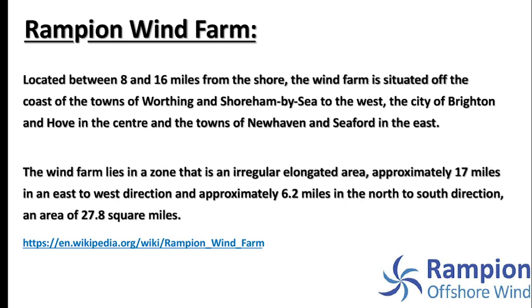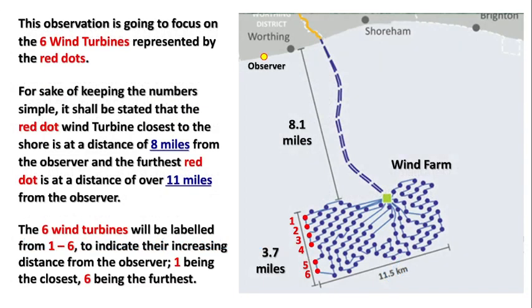The wind farm lies in a zone that is an irregular, elongated area, approximately 17 miles in an east to west direction and approximately 6.2 miles in the north to south direction, an area of 27.8 square miles. This observation is going to focus on the 6 wind turbines represented by the red dots. For the sake of keeping the numbers simple, it shall be stated that the red dot wind turbine closest to the shore is at a distance of 8 miles from the observer, and the furthest red dot is at a distance of over 11 miles from the observer.